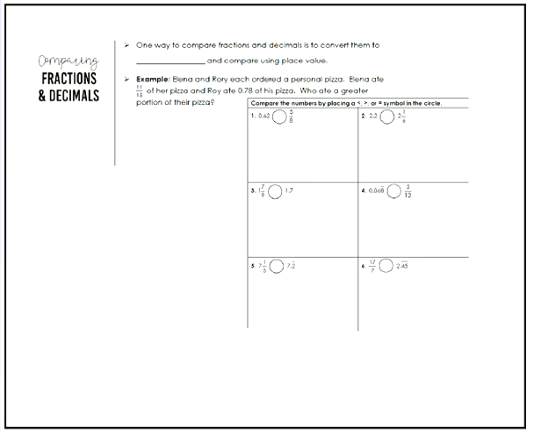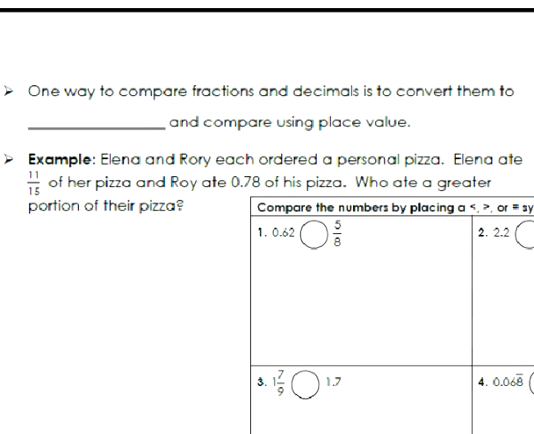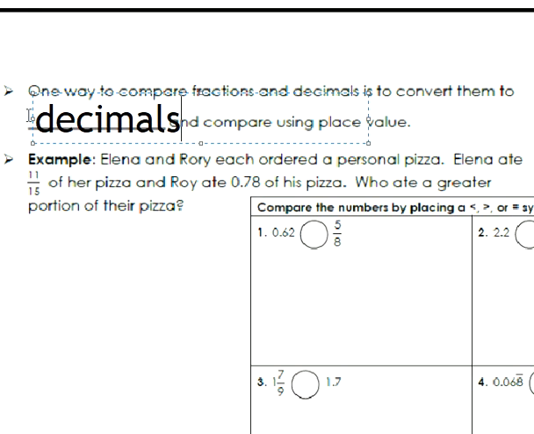So the last thing I want you to look at before we get to it is comparing fractions and decimals. If you want to compare fractions and decimals, the best way is to convert them to decimals first and compare using place values. So here's an example that I'm going to go through with you. Elena and Rory each ordered a personal pizza. Elena ate 11/15 of her pizza, and Rory ate 0.78 of his pizza. Who ate a greater portion?